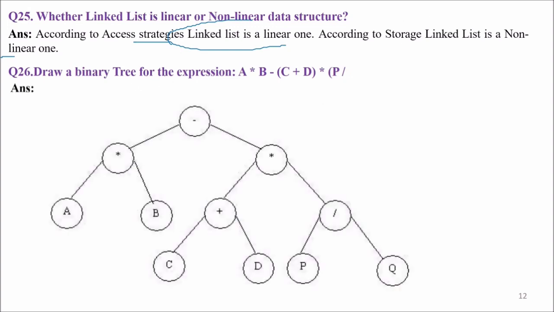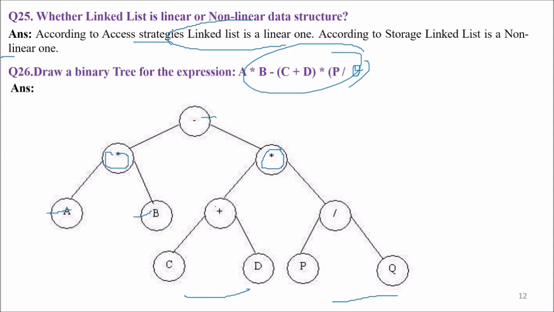Draw the binary tree of this expression. Okay, this is A into B, then minus into is also here, P divided by Q. Then P divided by Q is here, C into D is here, that is plus, and then these two are multiplied, and finally A plus B minus of this. This is the binary tree for this expression.